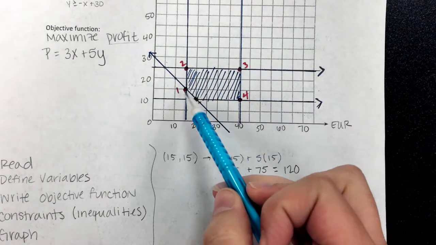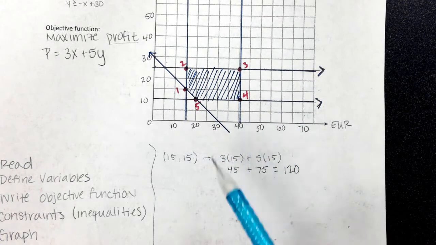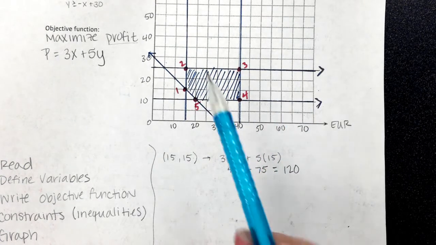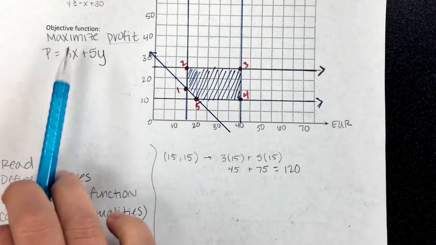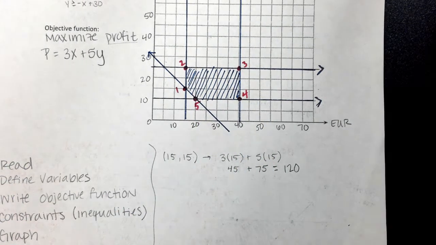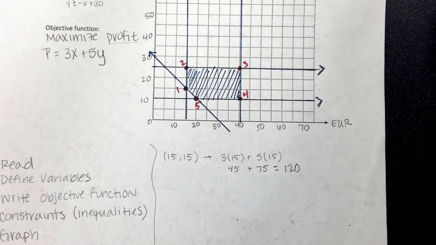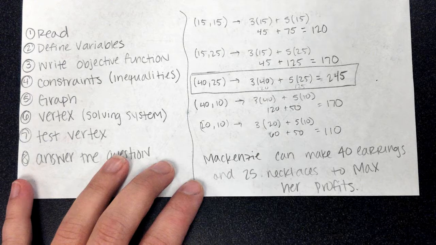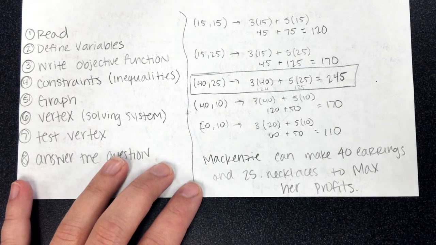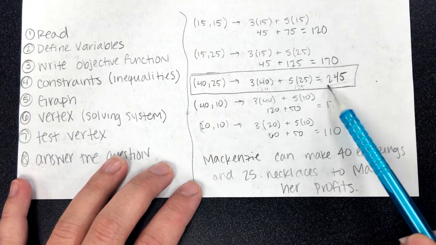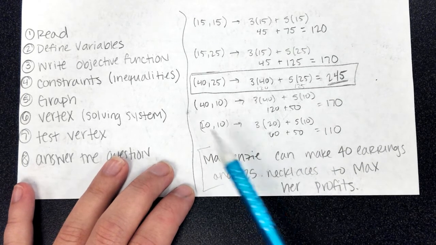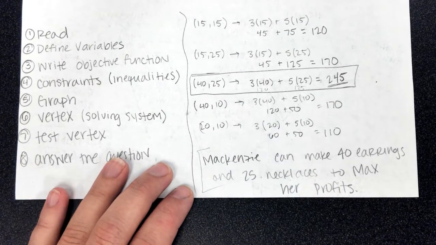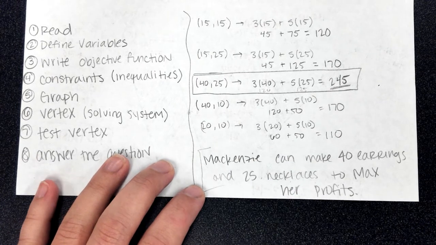So take a few minutes. I'll pause the video. That way whoever watches it's not listening to silence. You are plugging in all 5 points into your objective function. So we picked the maximum one that gave us the highest profit of 245, and then we write a complete sentence explaining what the point 40, 25 means.